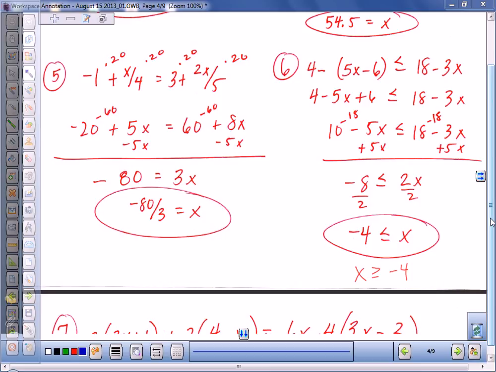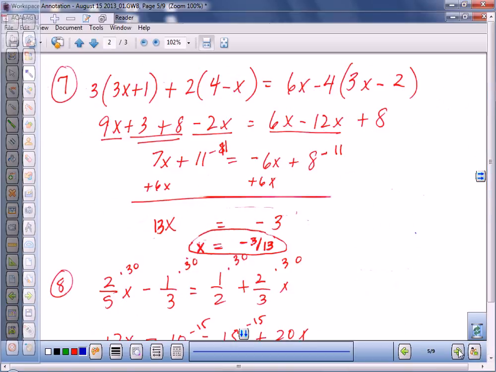Now, in a previous class, somebody asked me if this is the correct answer. You guys tell me, is this the correct answer? Yes. These two mean exactly the same thing. This says negative 4 is less than or equal to all the answers. This says all the answers are greater than or equal to negative 4. Do those two things mean the same thing? Yes, they do. So those are both true answers.